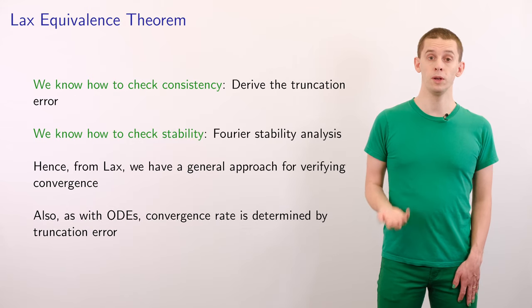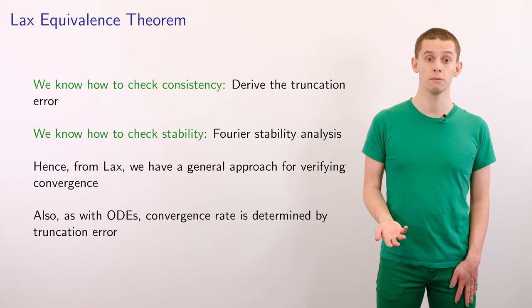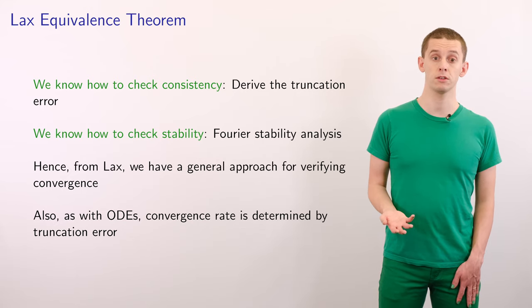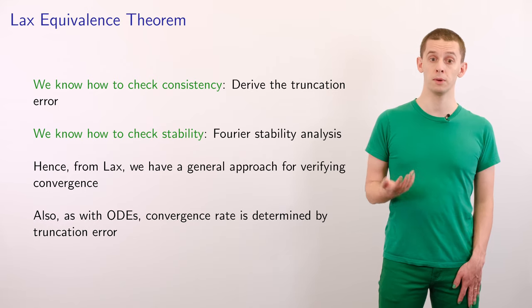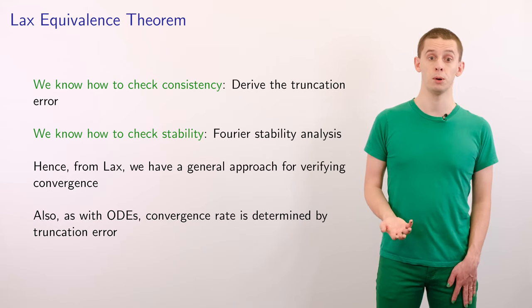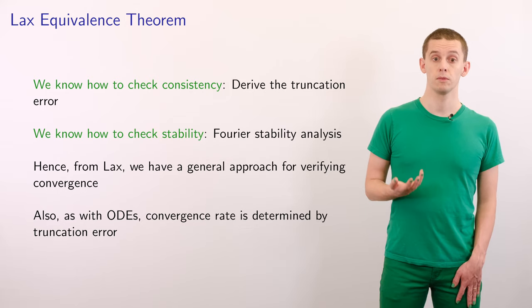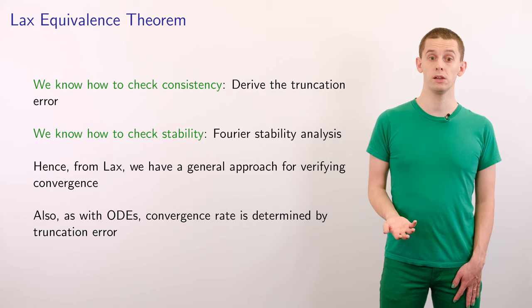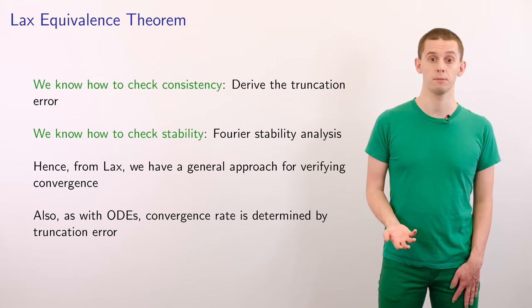So, we know how to check for consistency. We can derive the truncation error. We know how to check for stability. We can perform Fourier stability analysis. And therefore, from Lax, we have a general approach for verifying convergence. Also, as with ODEs, the convergence rate is determined by the truncation error.